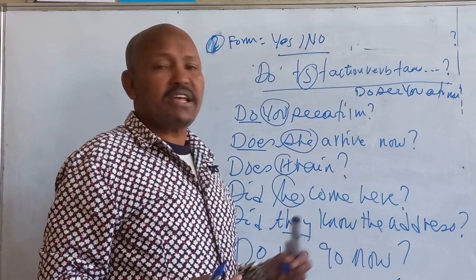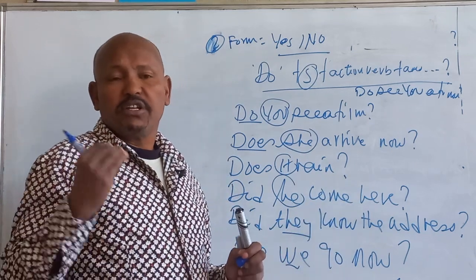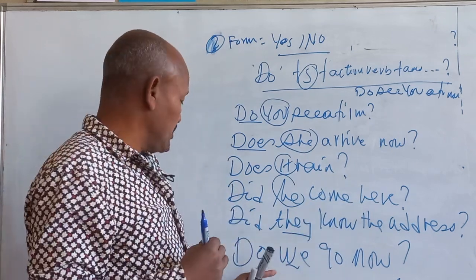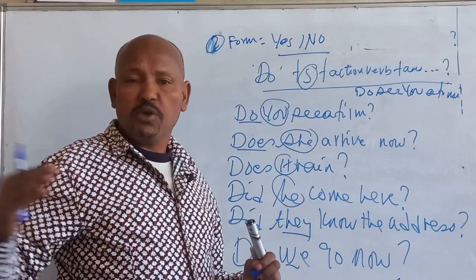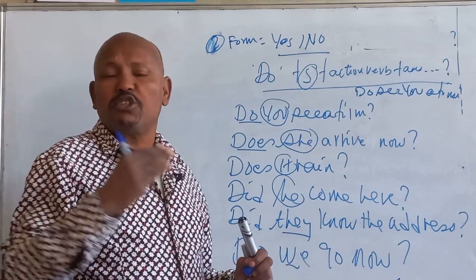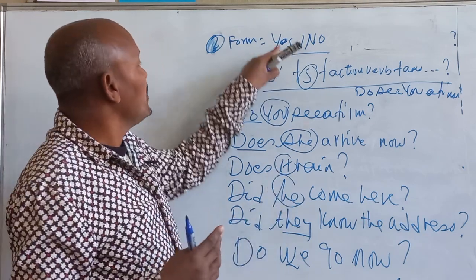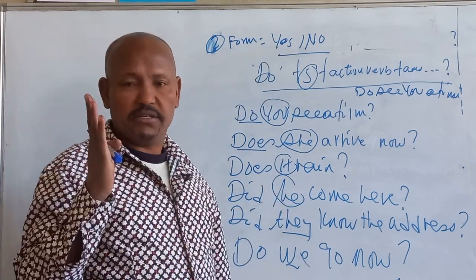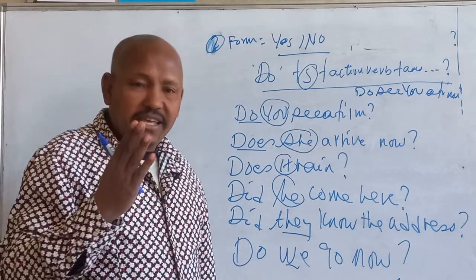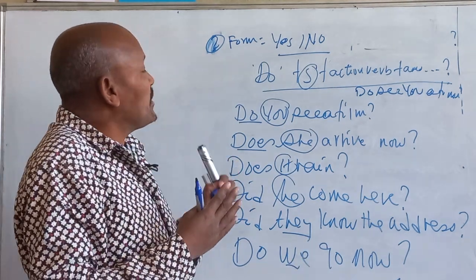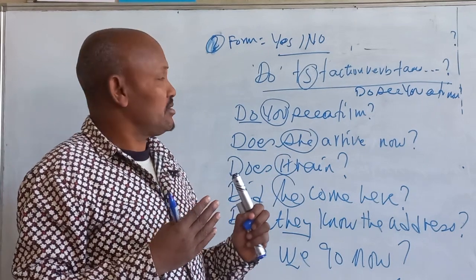Did they know the address? Yes, they know. If not, no, they didn't know the address. Do we go now? Yes, we go. If not, no, they do not go now. This response is basically yes no questions, all right? Yes no question. So this is the key way to prepare simple yes no questions, all right?